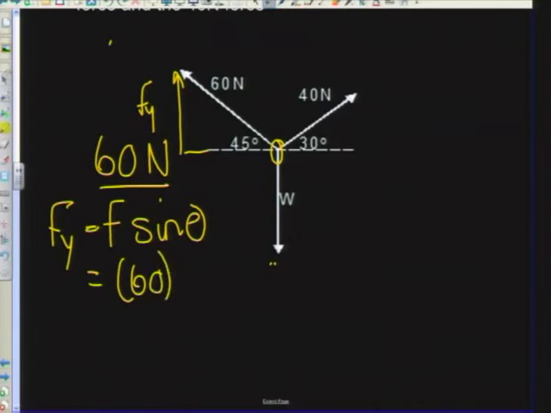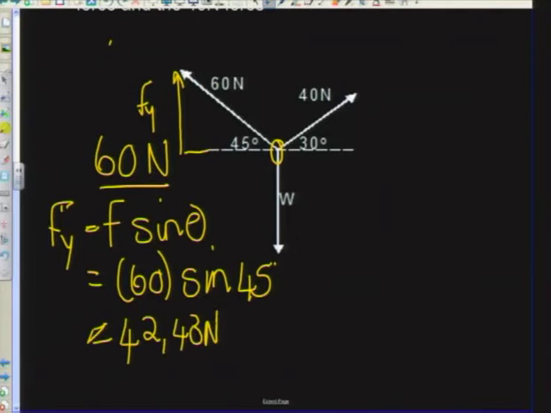So please don't stress about it, and I have actually worked this out beforehand. So we've got 60 sine 45, and we get 42,43 newtons, okay? So the 60 newtons pulling up by 42,43.